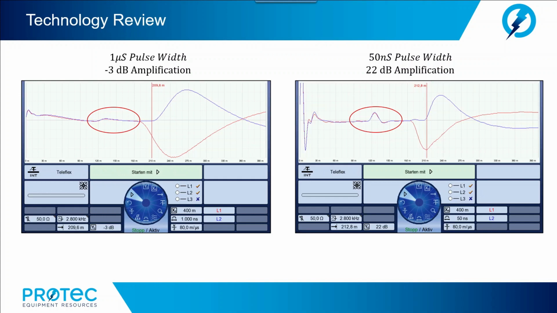Now, another item I would like to point out is with a wider pulse width, we have more energy traveling into the cable and therefore more potential energy being reflected back. When we reduce the pulse width, we have less energy going into the cable. We pick up spatial resolution by reducing the dead zone, but we will need to perform amplification because the signal will attenuate much faster, being less energy being transmitted into the circuit.